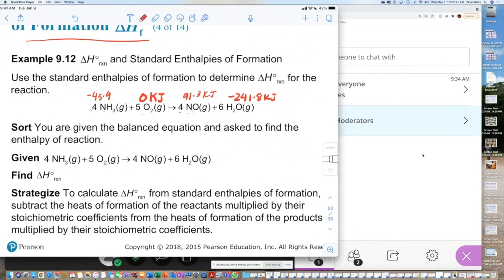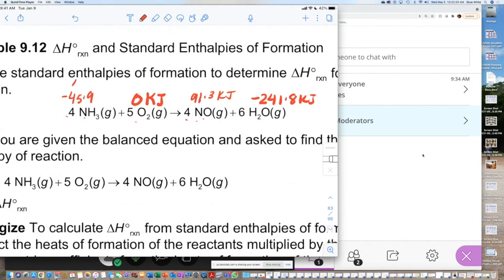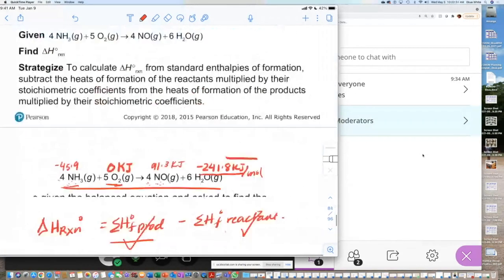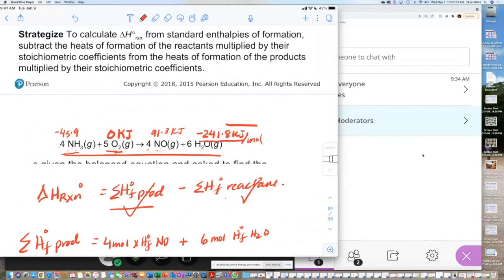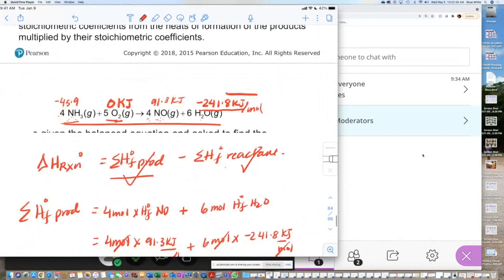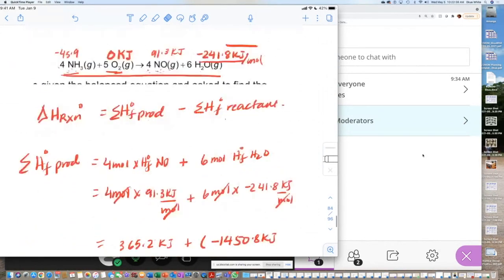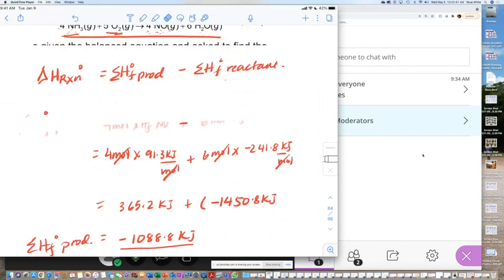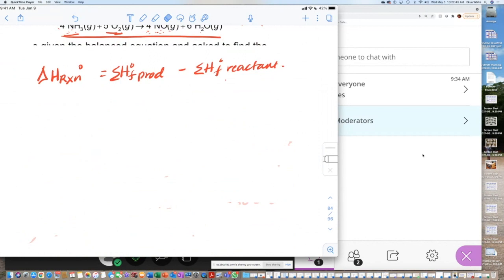So let me try to erase that without erasing the individual values. We have the delta H of formation at standard state for each of these, right? You see that here? I am going to copy this over. I even wrote it down here. I broke it down again. Now I'm going to work over everything, step by step.